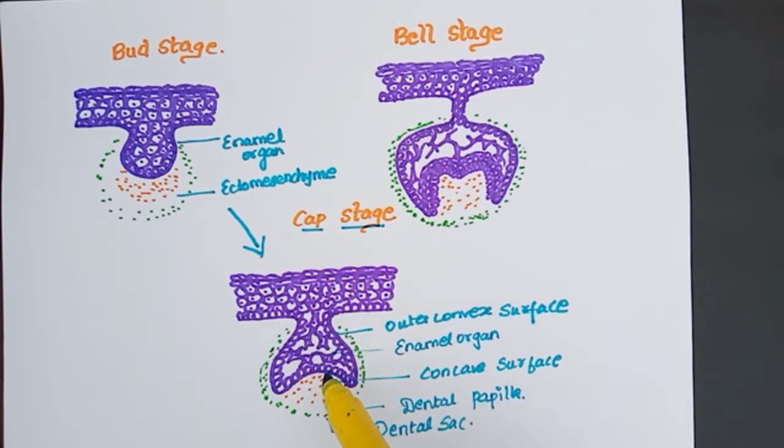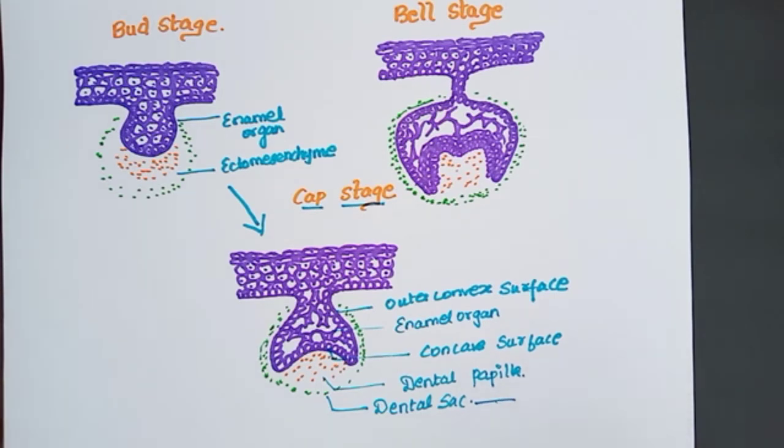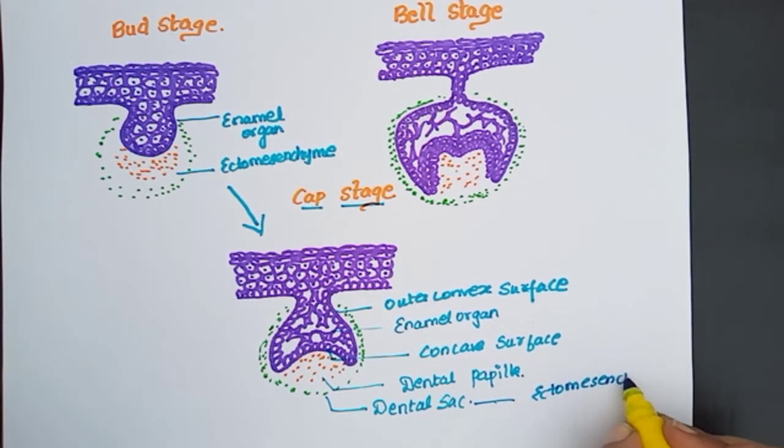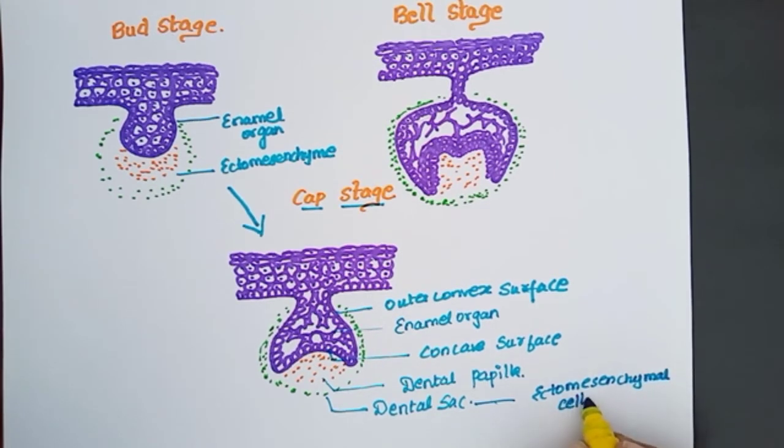Now, surrounding both the enamel organ and the dental papilla, the third part of the tooth germ forms, and this is called dental sac. The dental sac consists of ectomesenchymal cells and fibers that surrounds the dental papilla and the enamel organ.